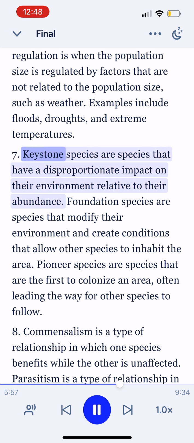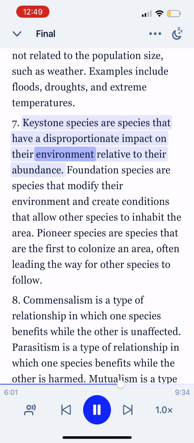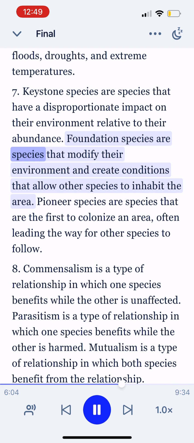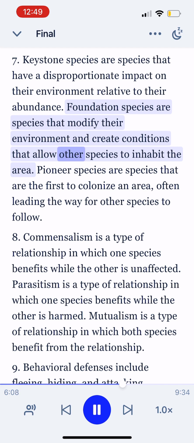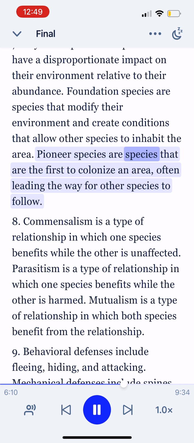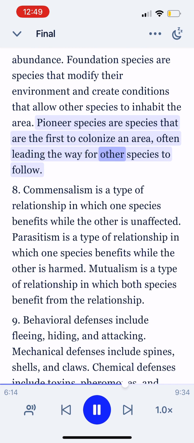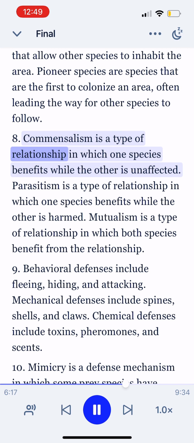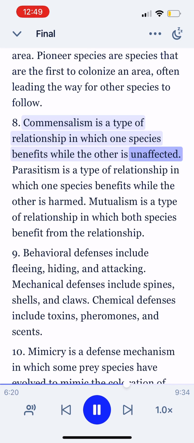7. Keystone species are species that have a disproportionate impact on their environment relative to their abundance. Foundation species are species that modify their environment and create conditions that allow other species to inhabit the area. Pioneer species are species that are the first to colonize an area, often leading the way for other species to follow.